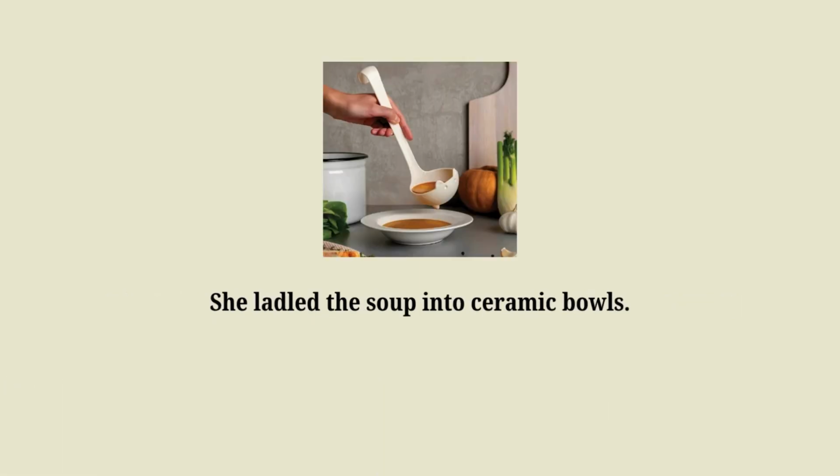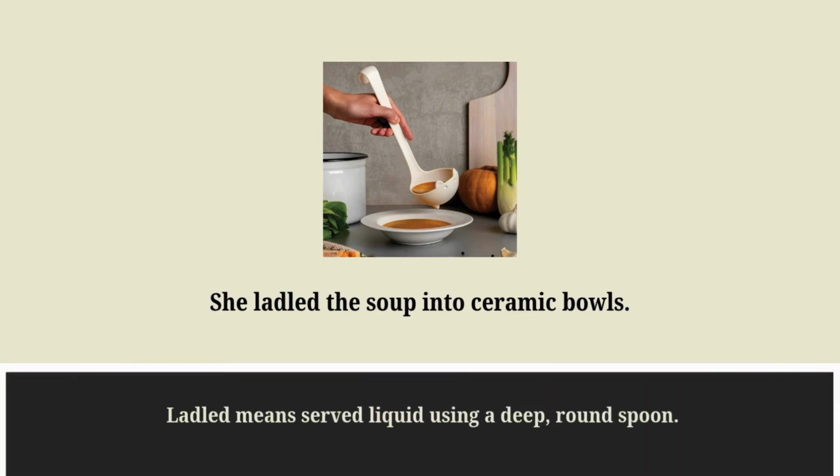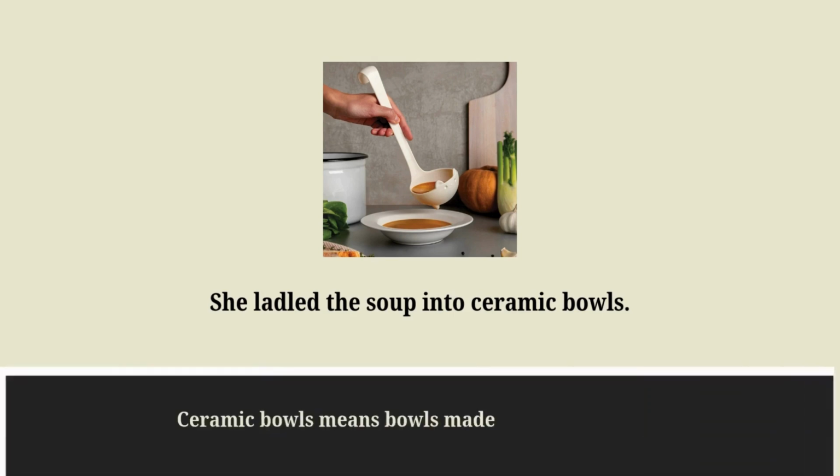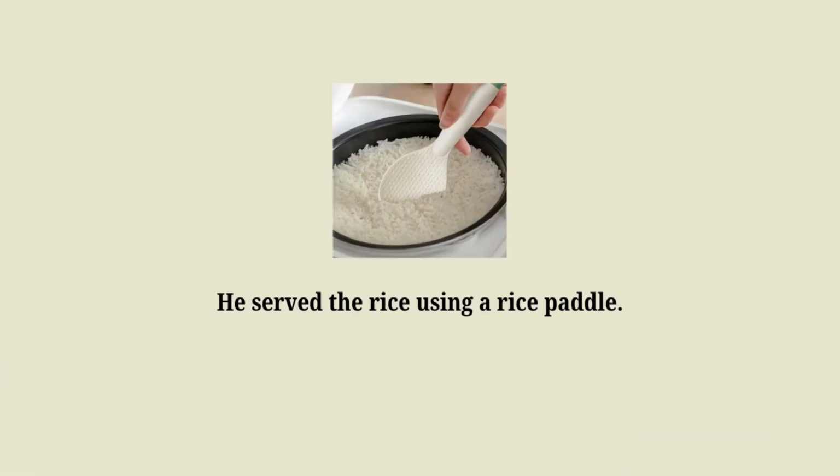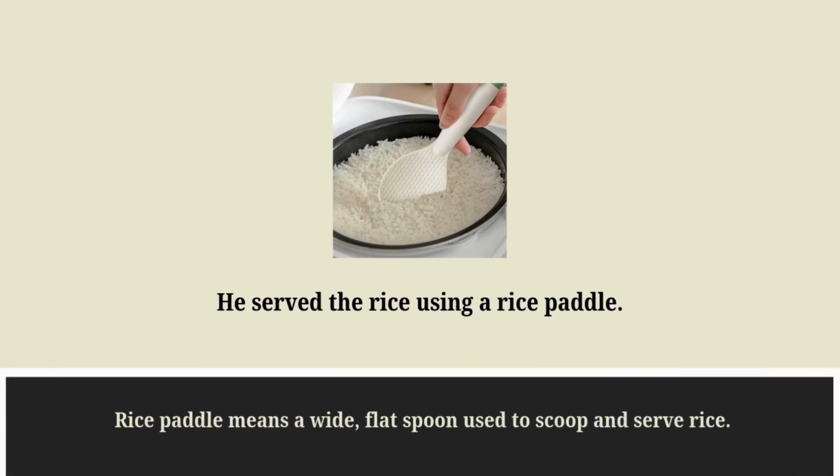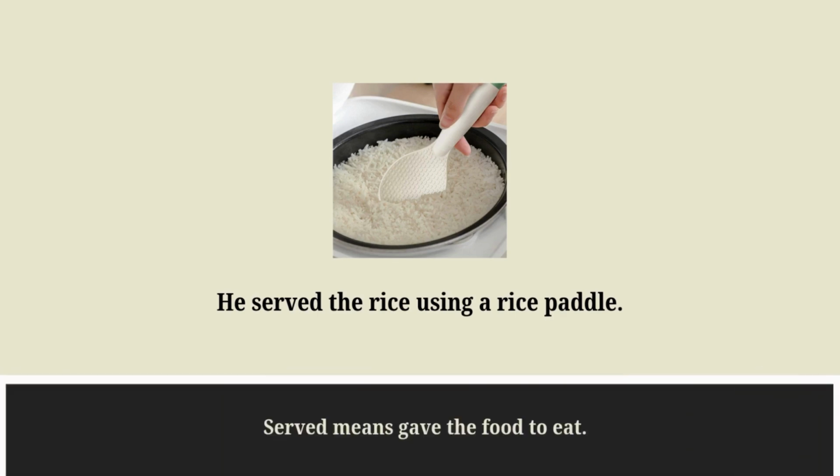She ladled the soup into ceramic bowls. Ladled means served liquid using a deep, round spoon. And ceramic bowls means bowls made from baked clay. He served the rice using a rice paddle. Rice paddle means a wide, flat spoon used to scoop and serve rice. And served means gave the food to eat.